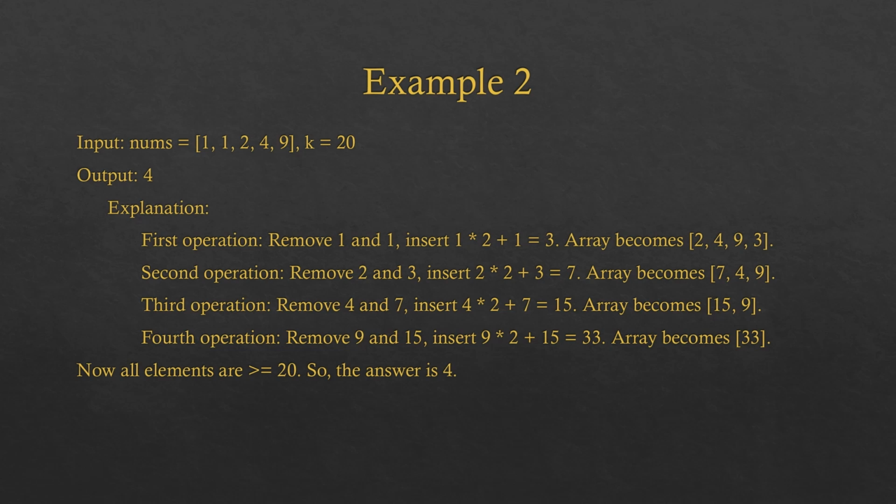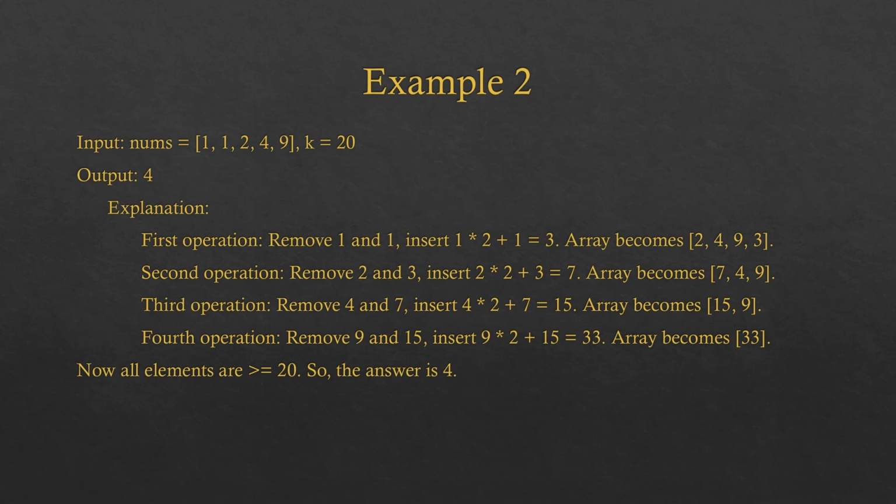Now let's look at example 2, where the array is 1, 1, 2, 4, 9 and k equals 20. In the first operation, we remove 1 and 1 and the new number we insert is 1 times 2 plus 1, which equals 3. The array becomes 2, 4, 9, 3.